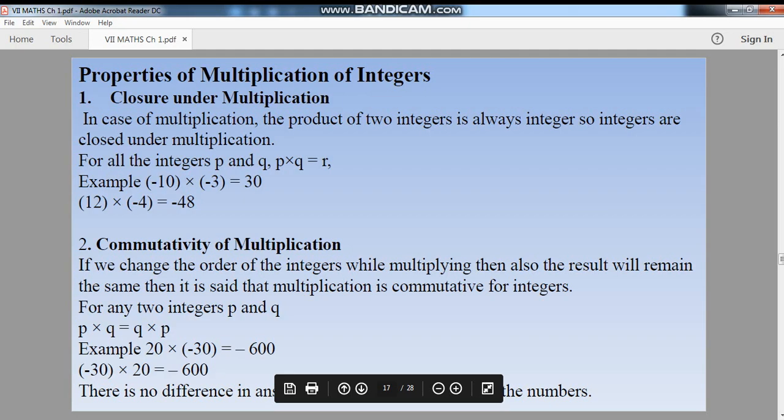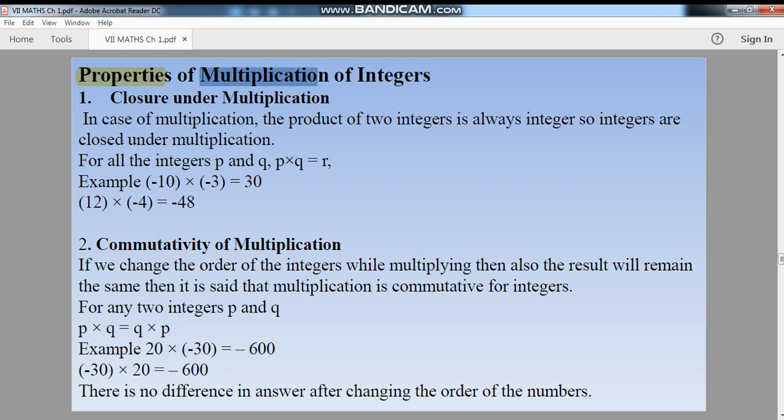Here we will learn about the properties of the multiplication of integers. The properties we have basically learned in the addition and the subtraction part, the same properties will apply over here, but over here we will learn about the multiplication of integers. Now first is the closure under multiplication.